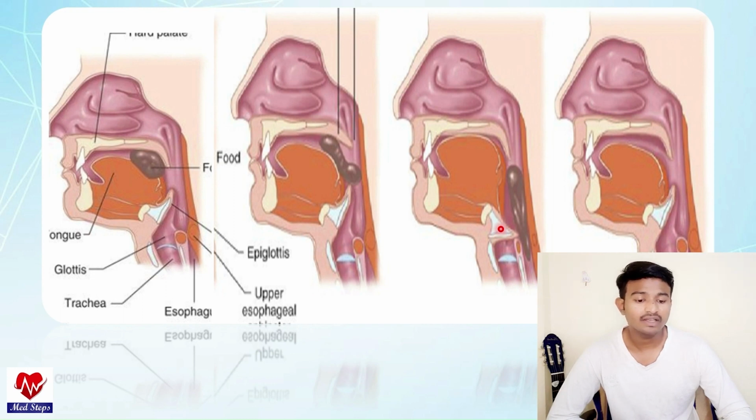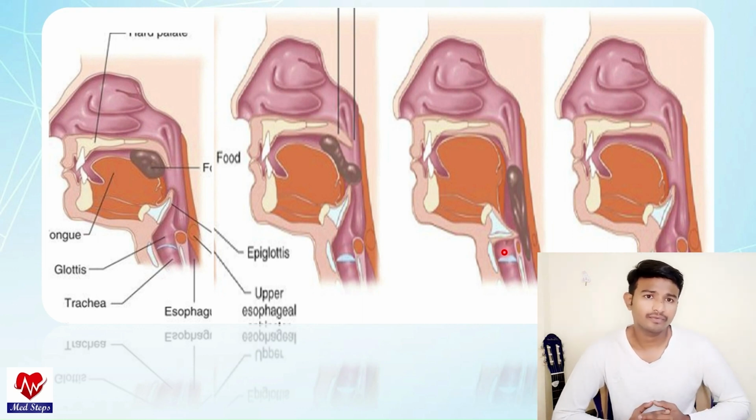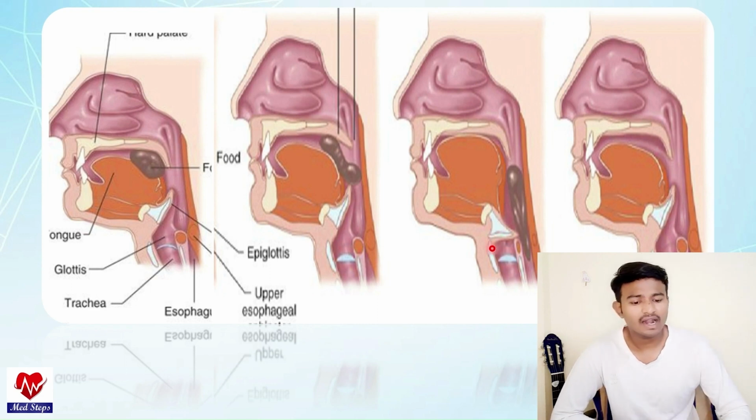This epiglottis covers the trachea area. Why? If the epiglottis is not covered, what will happen? The food will enter the trachea. If water or food materials enter the trachea, we will get the pathological condition called aspiration. Aspiration means some material is accumulated in the trachea. So this epiglottis will cover the trachea area.